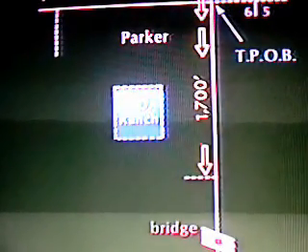1,700 feet, and so on. This is only the beginning of Parker's description. It continues in a clockwise direction around the apparent boundary of Parker's subdivision.